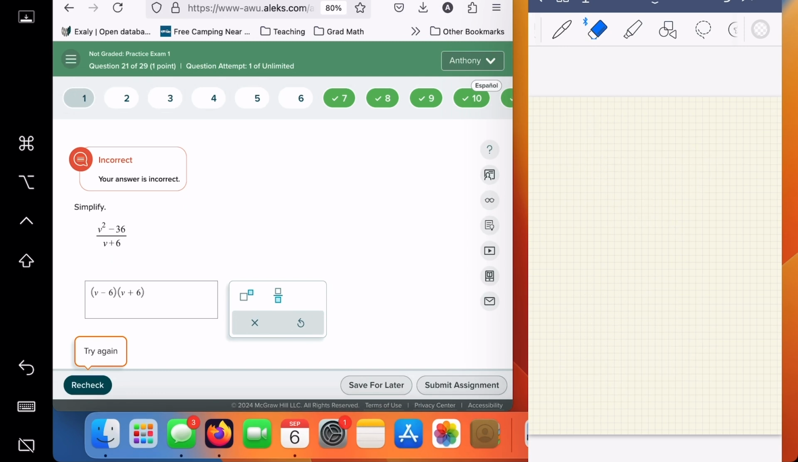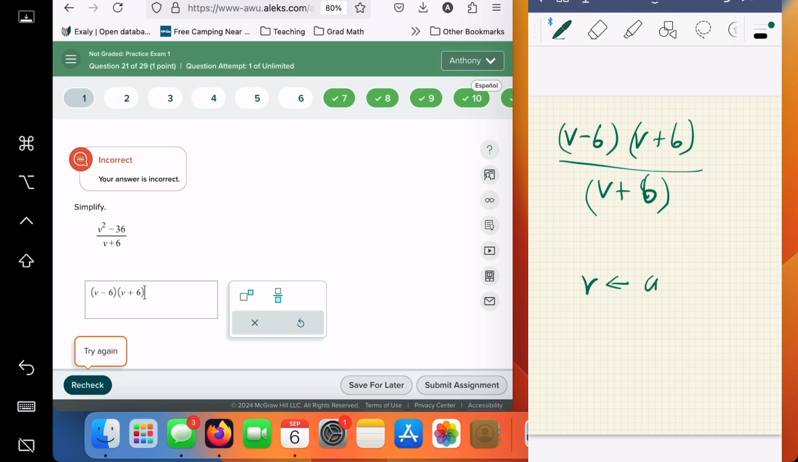Oops, sorry. All I did was factor the top. I need to cancel. So I have V minus 6, V plus 6 divided by V plus 6. And here's the thing. V represents a number. If you add 6 to that, that's also a number. So these two things cancel just the way numbers would. And then what's left over is V minus 6.